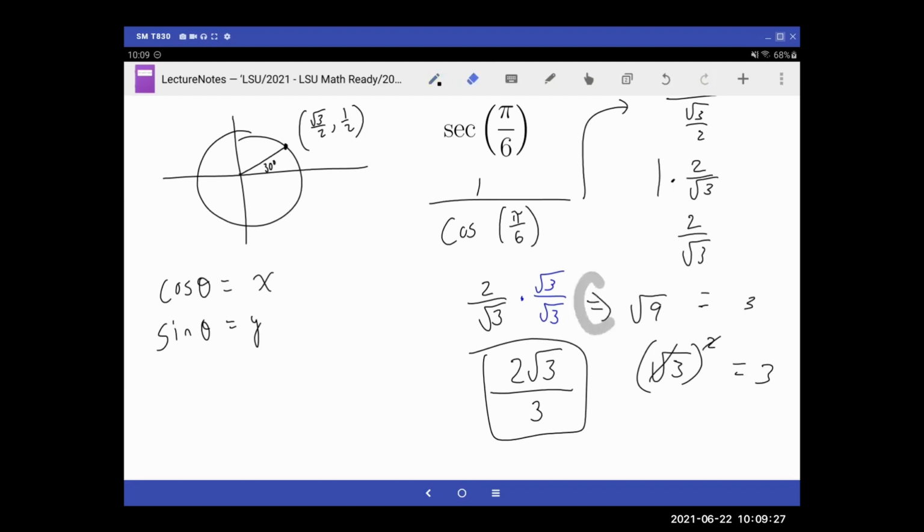Let me make sure that it doesn't say equals. Okay. Either way, 2 square root of 3 over 3 is the value I'm looking for.